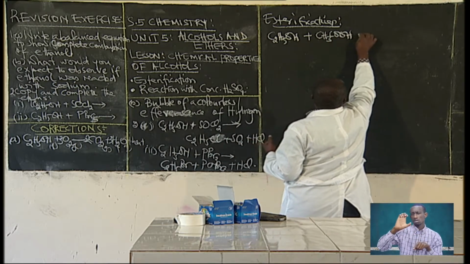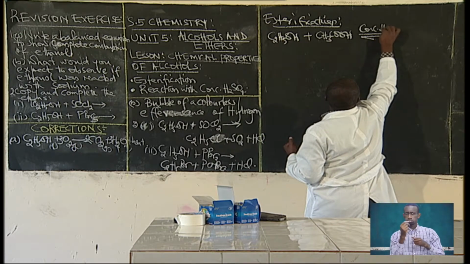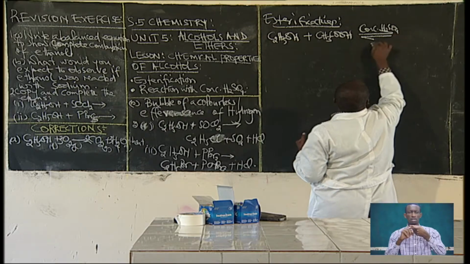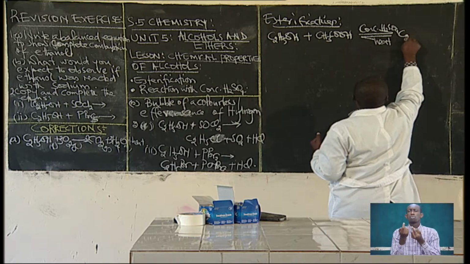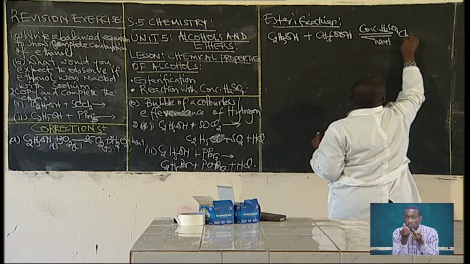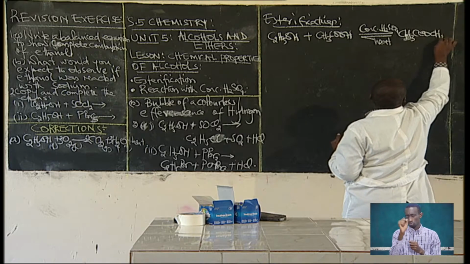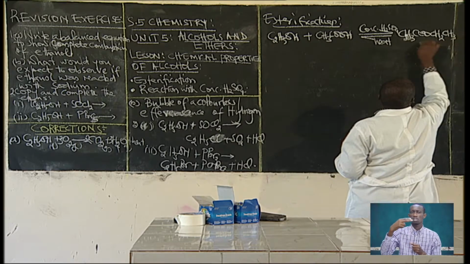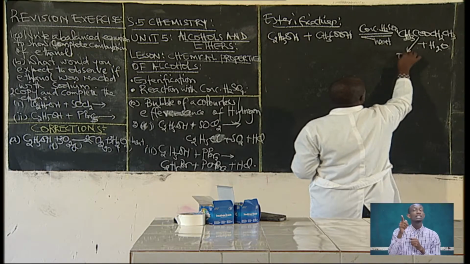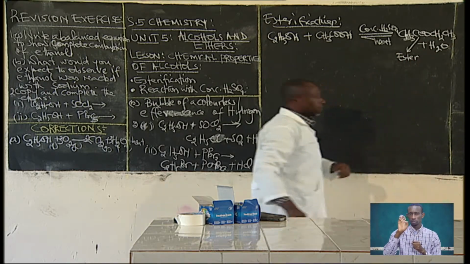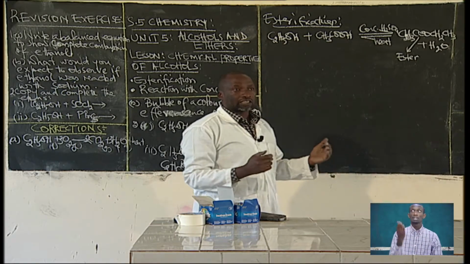This is a carboxylic acid. This reaction takes place in presence of concentrated sulfuric acid and heat. So it will give the ester, which is CH3COOCH2CH3, then plus water. This is the ester that is formed. So that is the structure of the ester that is formed.